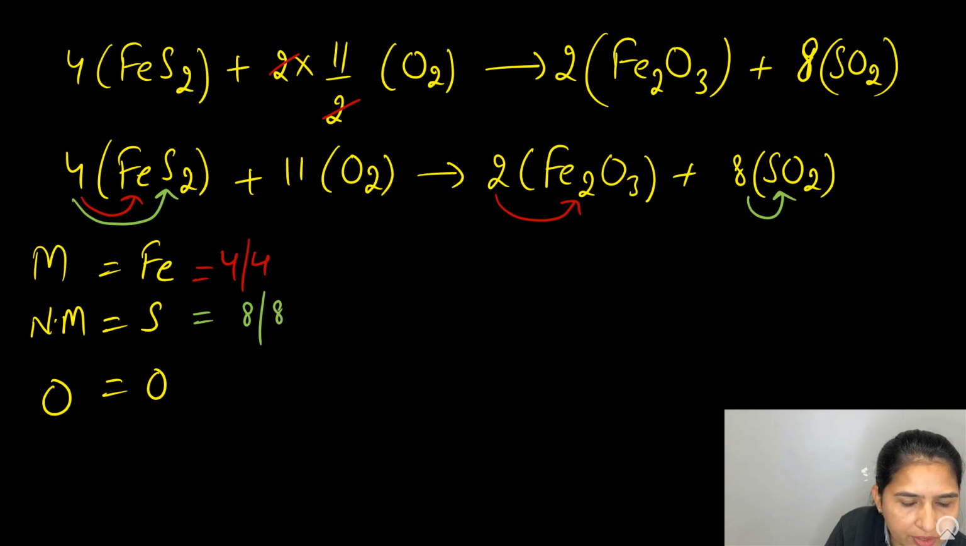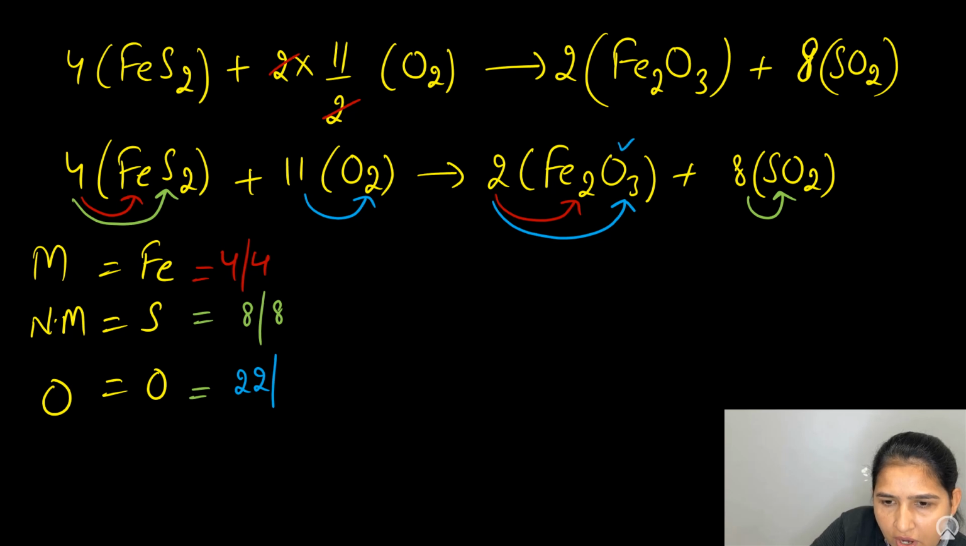Now let's check it for oxygen. For oxygen, we are having 22 oxygen on left. Now let's check it for this. You can see oxygen is present with respect to both the molecules, or one side of compound, with iron compound and with sulfur molecule. Let's check it.